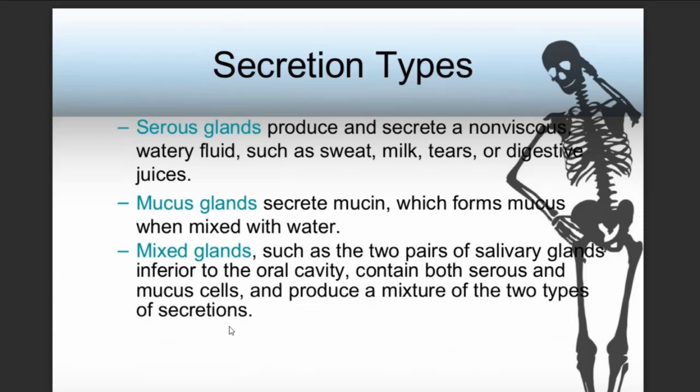Secretion types. We have two types of secretion. First one is the serous and second one is the mucus. Serous is like a watery fluid such as sweat, milk, tears or digestive juices. Whereas mucus is like a sticky fluid. It secretes mucin, which has water absorbing properties and forms mucus when mixed with water. Some glands are mixed glands, such as two pairs of salivary glands, which are located inferior to the oral cavity, contain both serous and mucus cells, and produce a mixture of the two types of secretion.